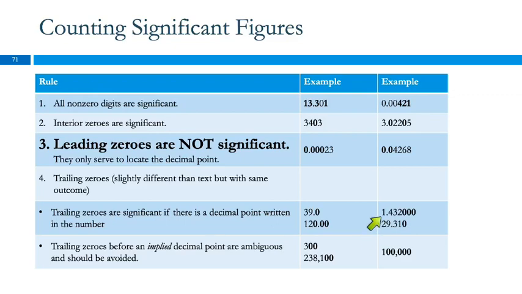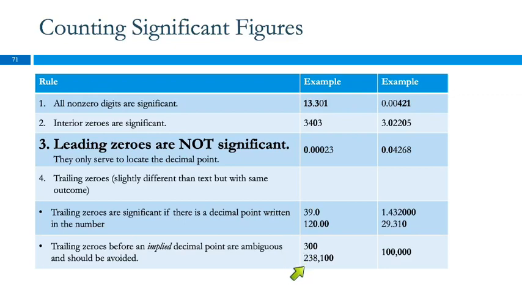Now this number here, 1.432000. Those are not needed to locate the decimal point. Those are there because they were measured. And the first two are certain, and the last digit's always uncertain, and so we're going to count all of those as significant figures. 29.310. There's a written decimal point, count all the trailing zeros.